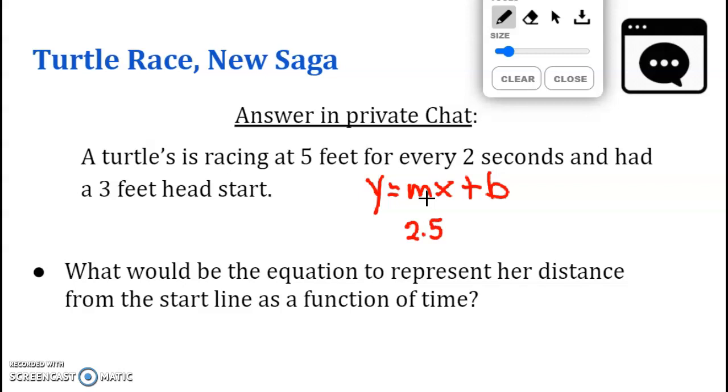So m is 2.5, and right next to that is the variable x. This is not a multiply sign, this is variable x. Plus, what's the b? That's the starting point. It says he's getting a 3 feet head start, so he's starting 3 feet ahead of the starting line. So the equation becomes y is equal to 2.5x plus 3.